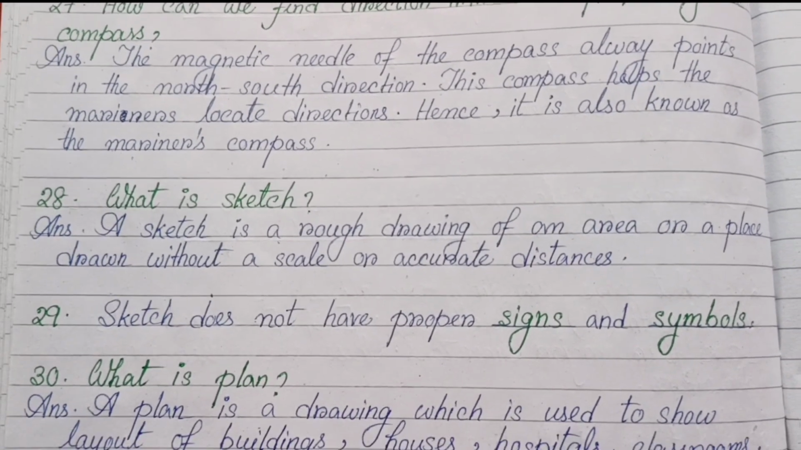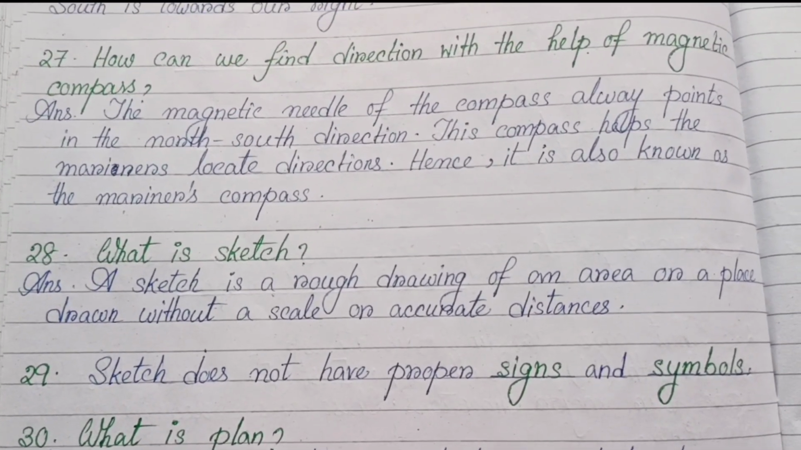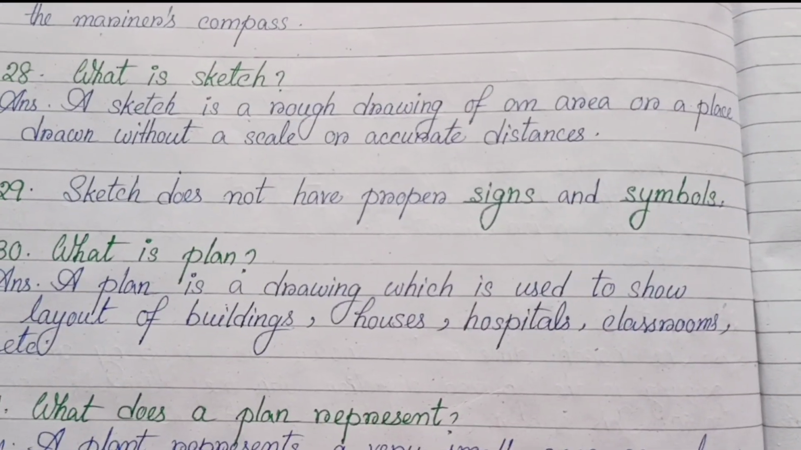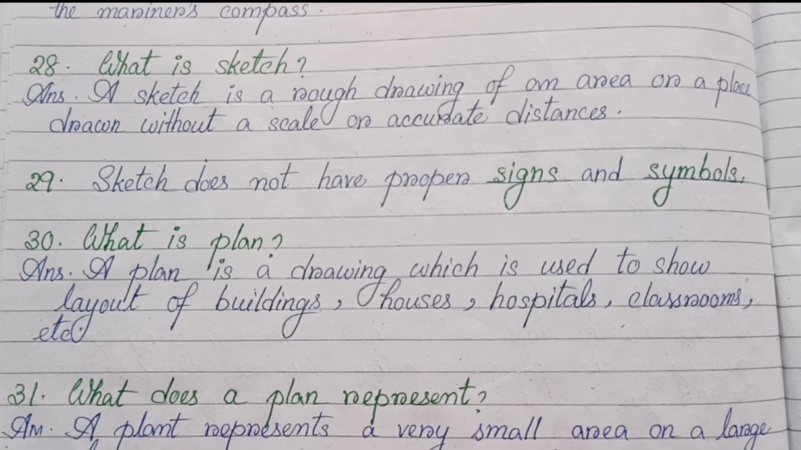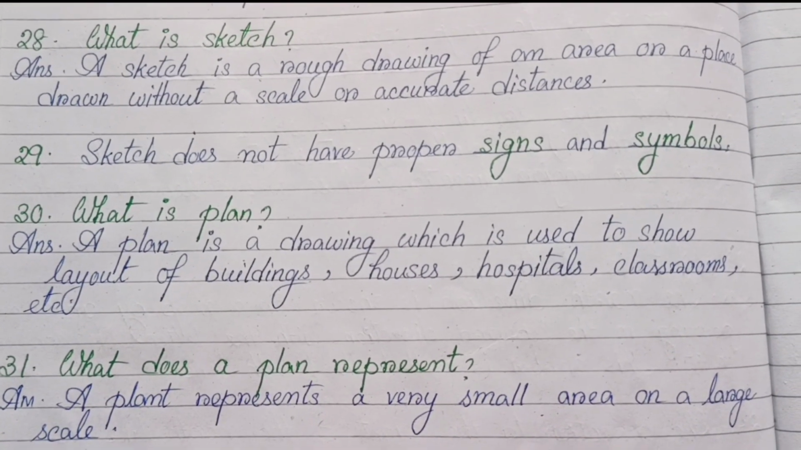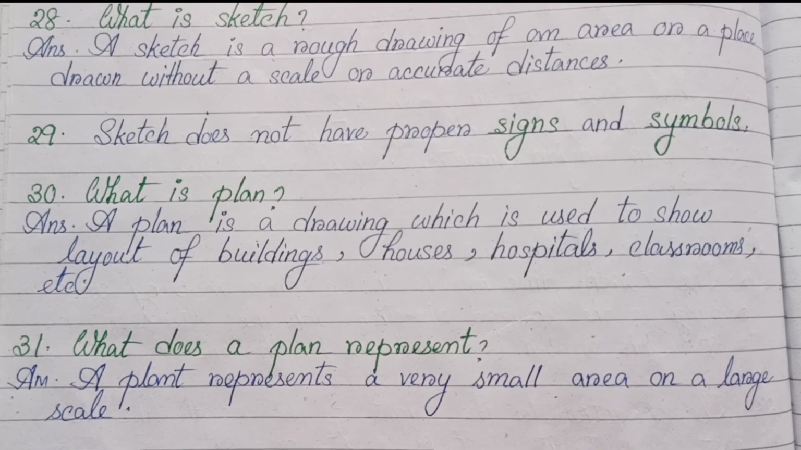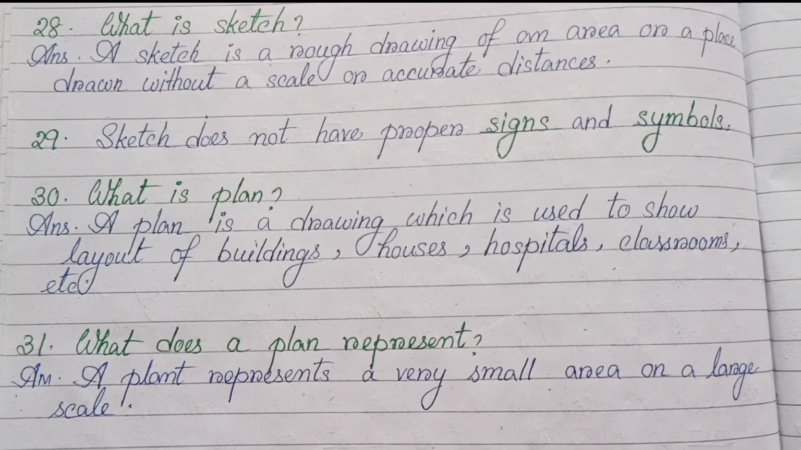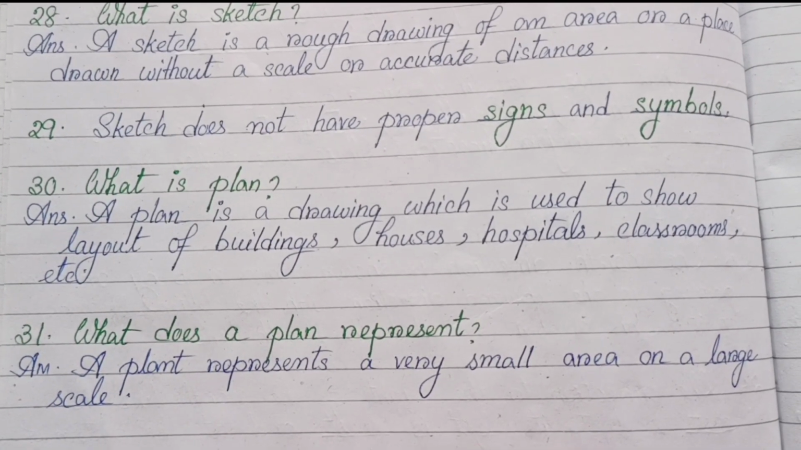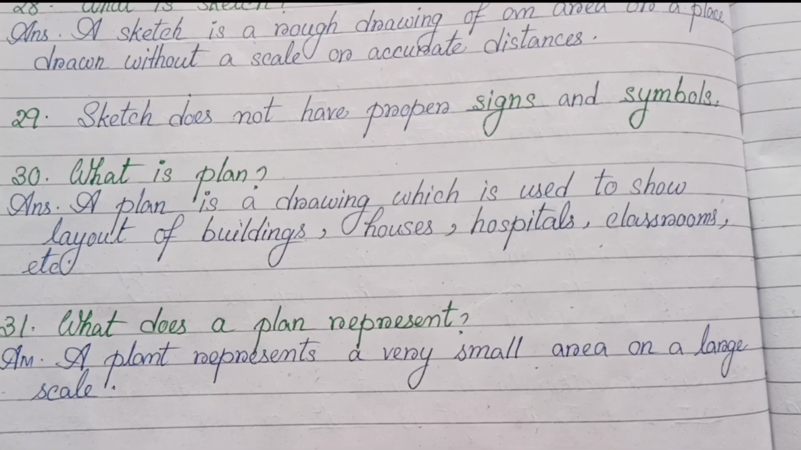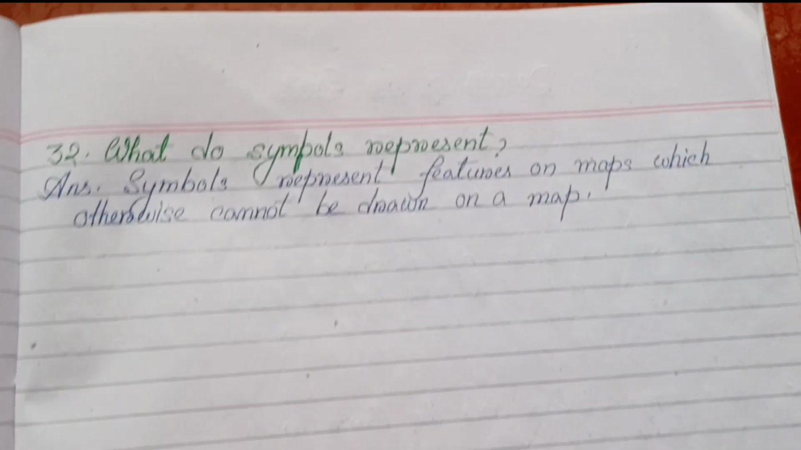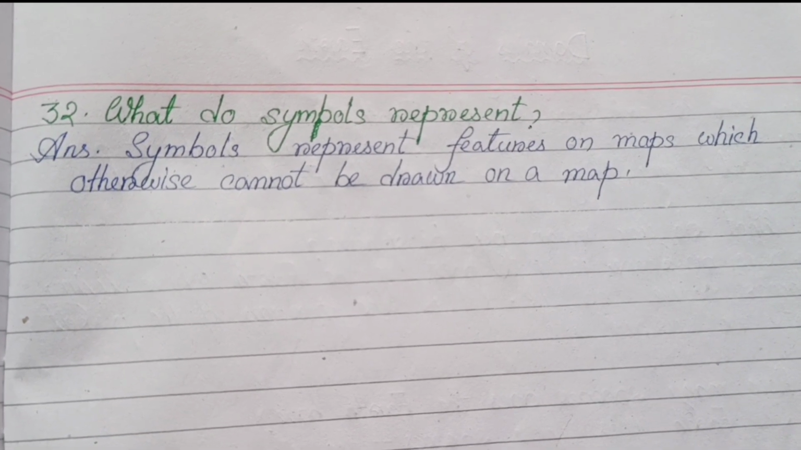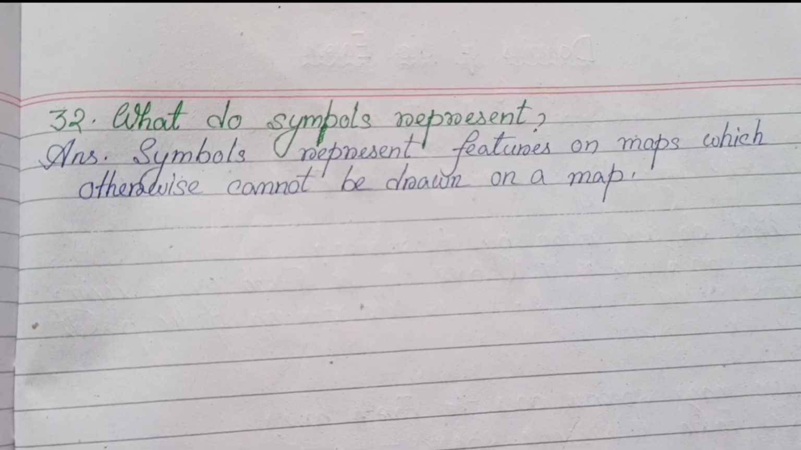28, what is sketch? A sketch is a rough drawing of an area or a place drawn without a scale or accurate distances. 29, fill in the blank. Sketch does not have proper signs and symbols. 30, what is plan? A plan is a drawing which is used to show layout of buildings, houses, hospitals, classrooms, etc. 31, what does a plan represent? A plan represents a very small area on a large scale. Last question of this chapter, 32, what do symbols represent? Symbols represent features on maps which otherwise cannot be drawn on a map.